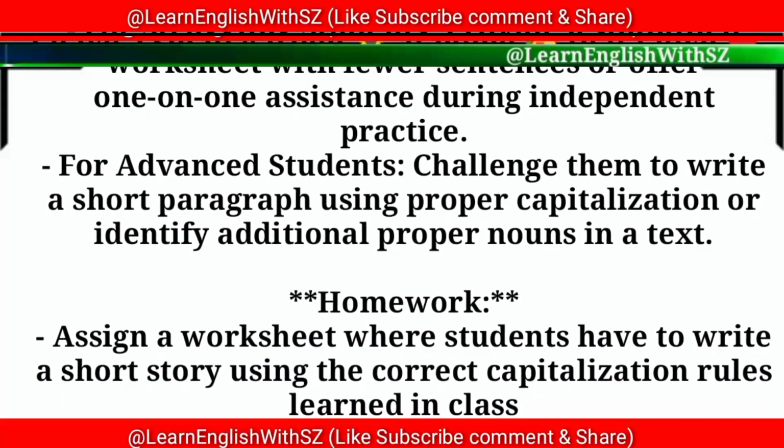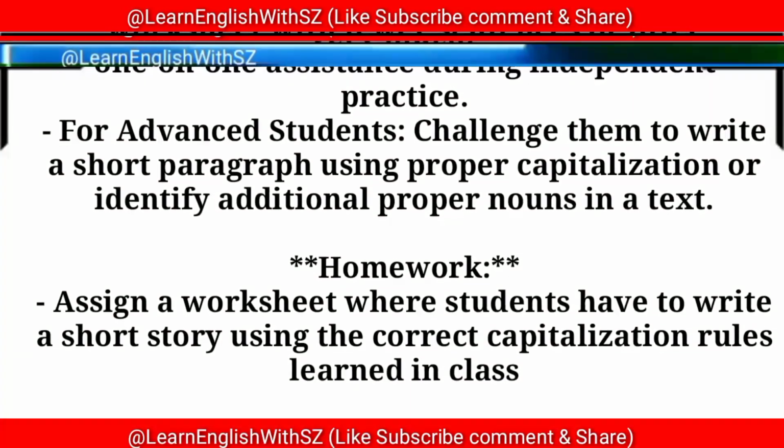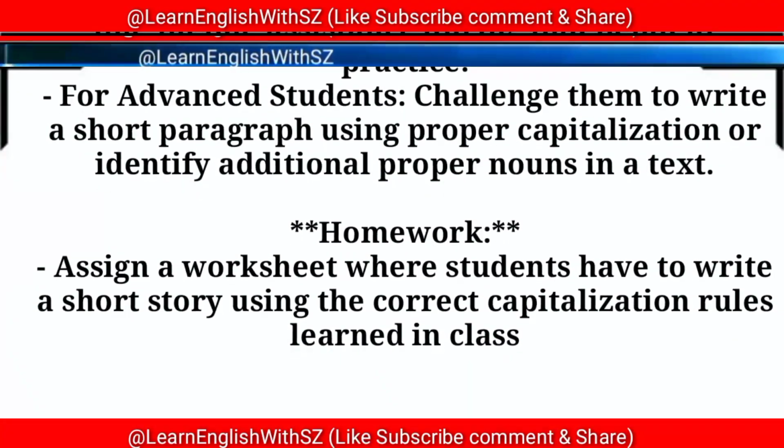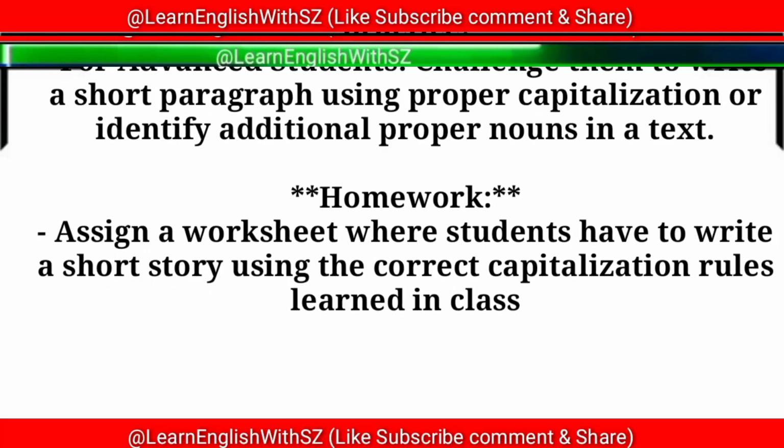Homework. Assign a worksheet where students have to write a short story using the correct capitalization rules learned in class.